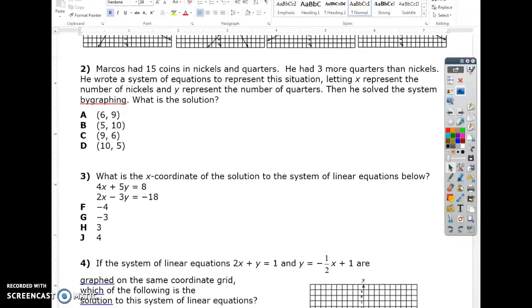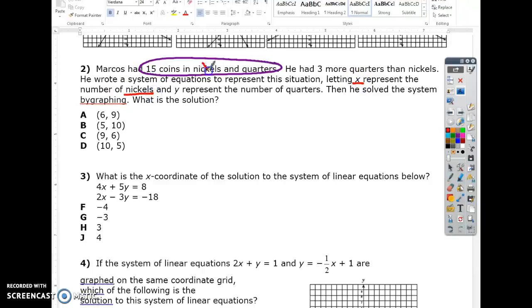Problem number 2 is a system, and we're going to have to write 2 equations, and then we're going to have to solve it. So let's look at what they gave us. It says Marco has 15 coins in nickels and quarters. So together, right? Let's say in your hand you have 15 coins, and it's nickels and quarters. He has 3 more quarters than nickels. He wrote a system of equations to represent this situation, letting x represent the number of nickels.